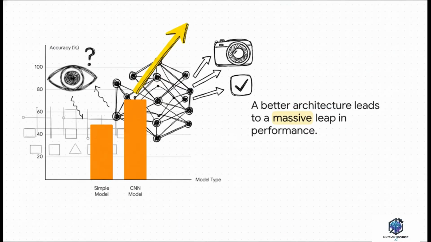And here it is, the moment of truth, the payoff. Our original simple model, it was only 49% accurate, basically a coin flip. Our new, smarter, convolutional model, it hit 71.5% accuracy. That is a huge jump in performance, and it all came from just building it better.